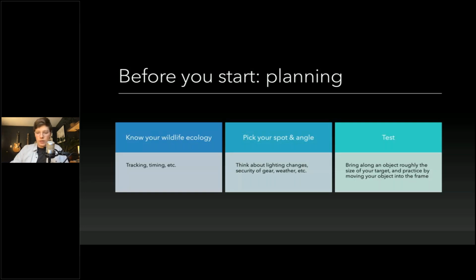And you'd hate to have everything get ruined just because you didn't think about where the sun was going to be when the animal might be coming through. And then the other thing too is as you're deploying your camera, you want to bring an object that is roughly the size of the subject matter that you're trying to capture to be able to practice with it.